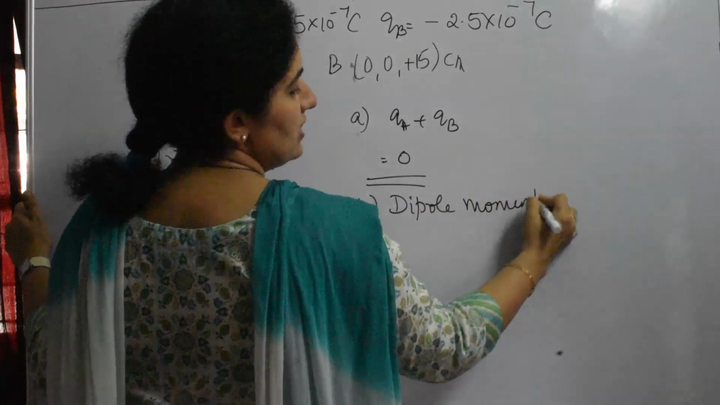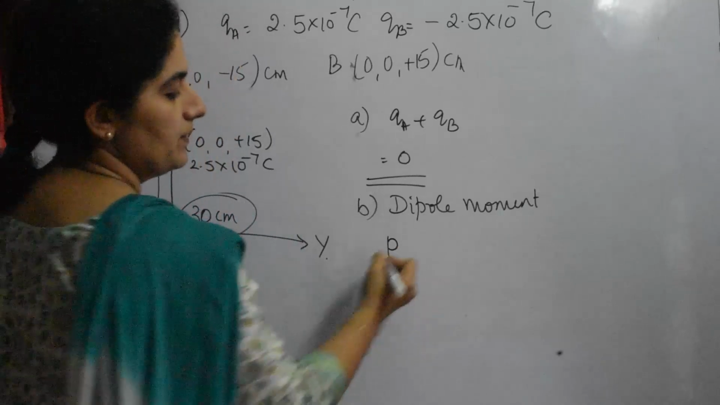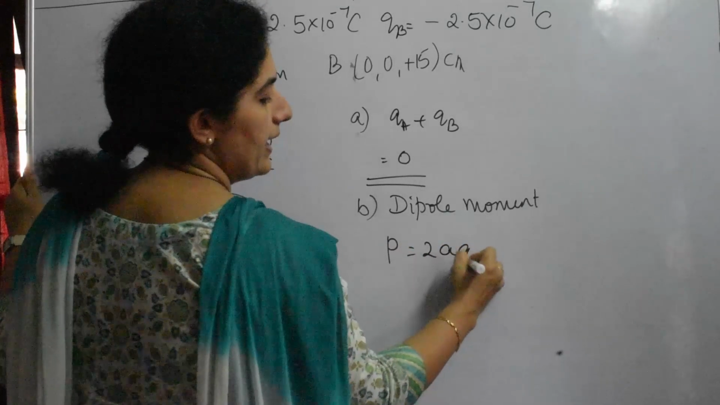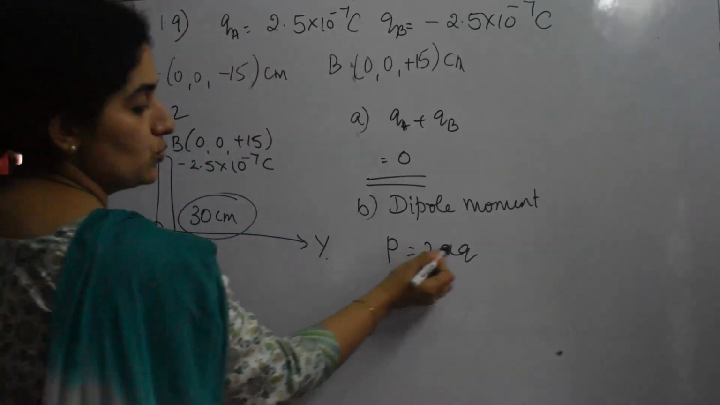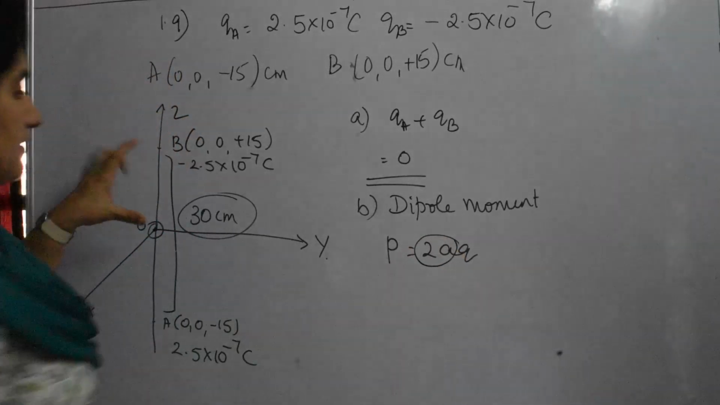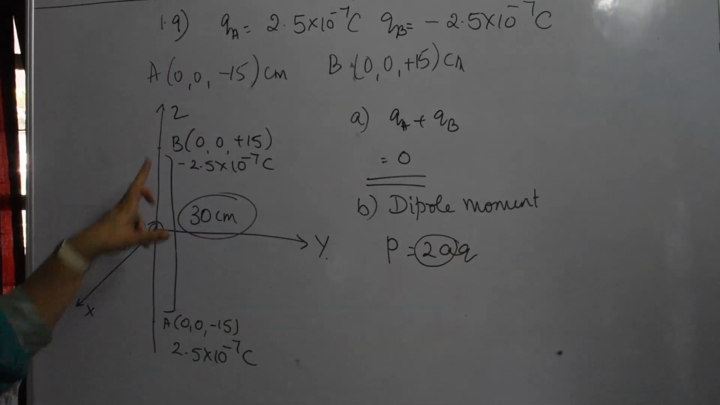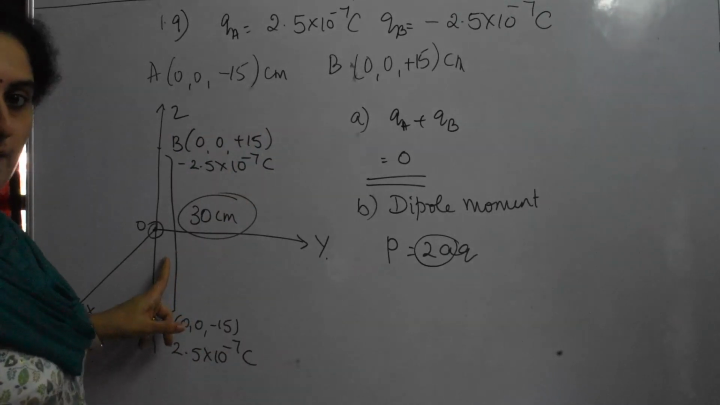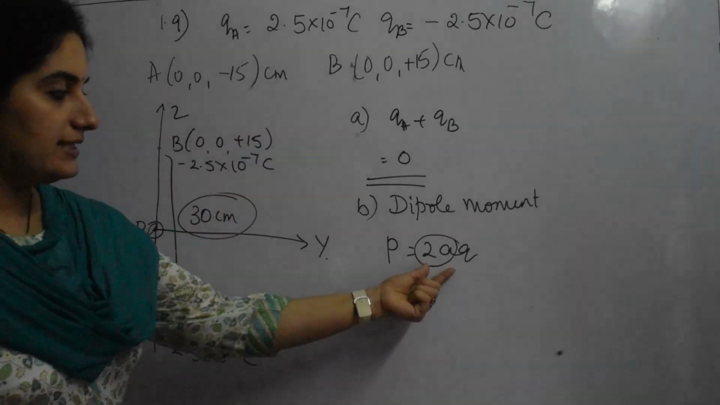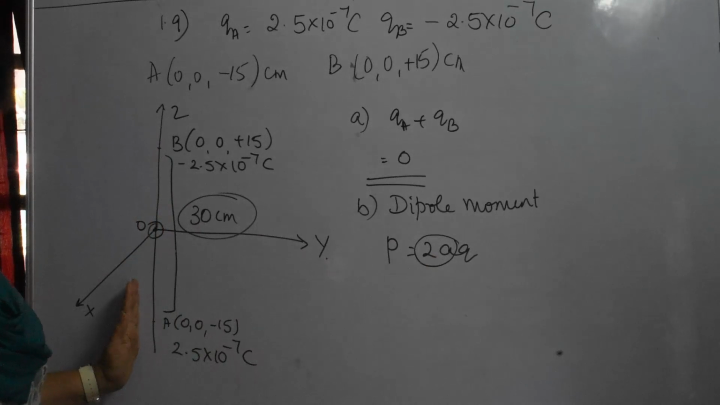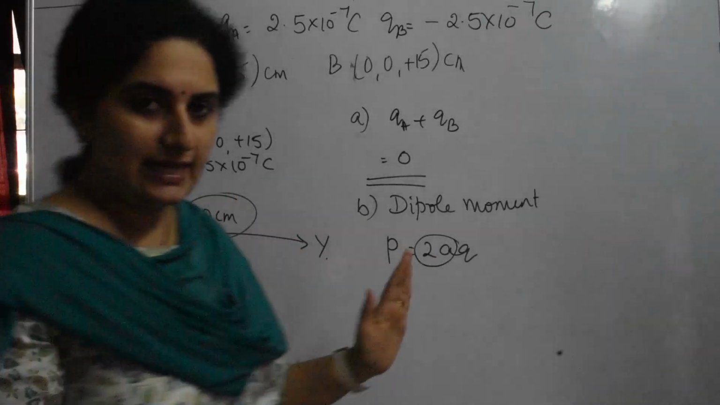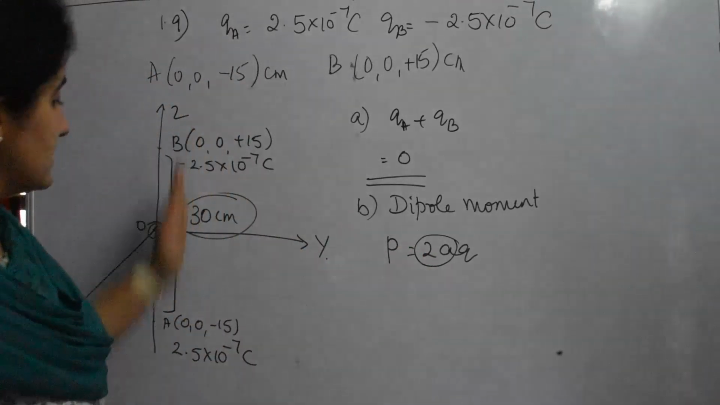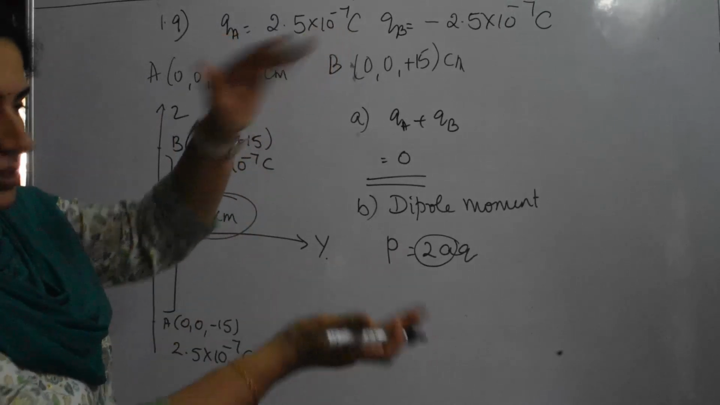Dipole moment, by which letter it is represented? As P. P is equal to 2AQ. 2A is the distance between, so it is like a dipole, correct? Equal and opposite charges separated by some distance. So it is a perpendicular distance we have. You have the direct calculation.